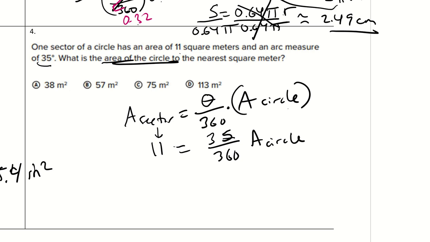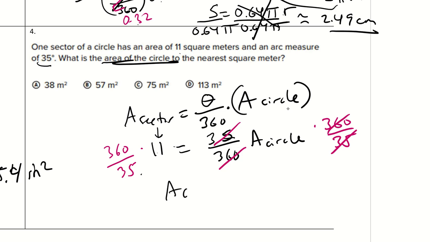All right, so in order to get rid of this 35 over 360, I'm going to multiply by the reciprocal on both sides. And then 360 times 11 divided by 35. I just got to do that on the calculator. So I get 113. It's a decimal, so I just rounded it to 113.